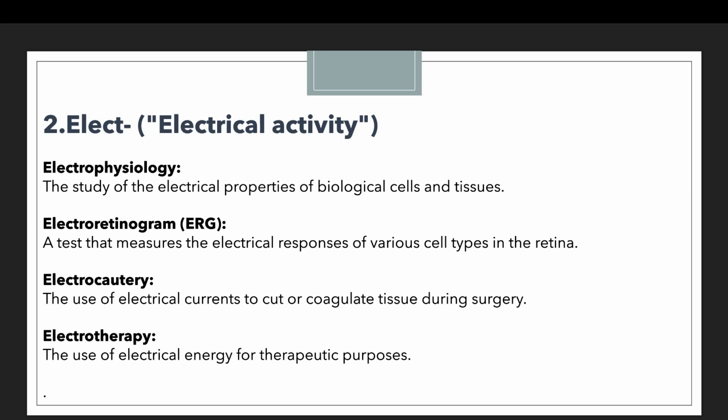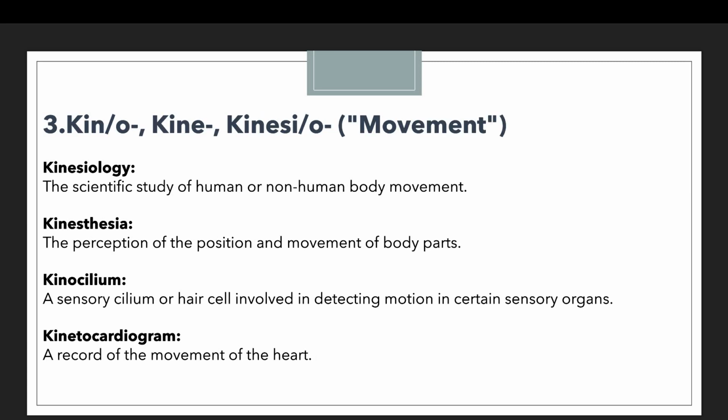Now the next example we have is electrotherapy. Now what is electrotherapy? The use of electrical energy for therapeutic purposes. So in this situation we will call it electrotherapy. So again we are using electrical energy. You can see in each of these examples something is common, which is electrical properties or activities. So that's why we are using the prefix elect. Got it? Fine.